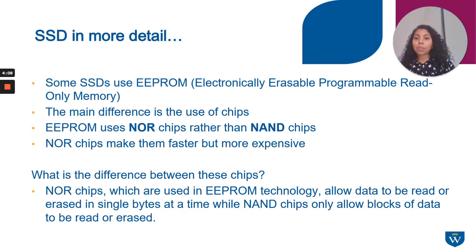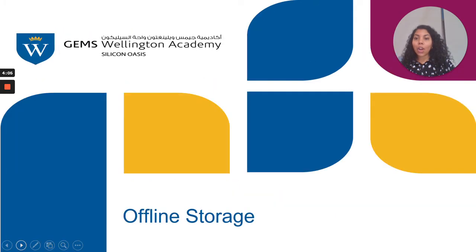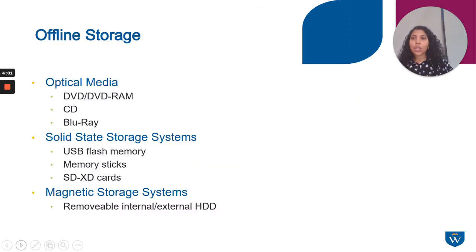So let's move on now to our next type, and we're looking at offline storage. Offline storage comes in 3 formats. We've got optical media, solid state storage systems, and magnetic storage systems. So we have DVD, DVD-RAM, CD, and Blu-ray under optical media. We also look at USB flash memory, memory sticks, SD and XD cards for solid state storage systems, and for magnetic storage systems, we're looking at the internal and external hard drives.